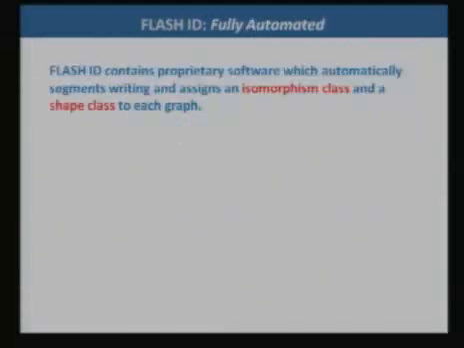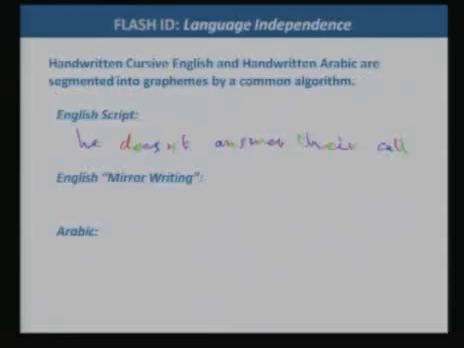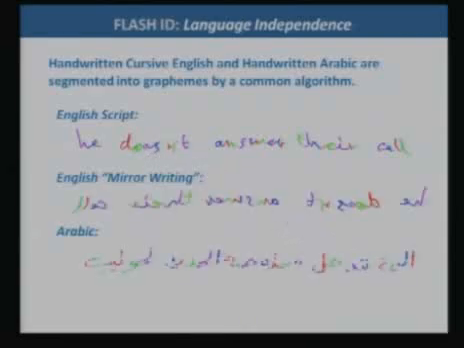Flash ID has proprietary software that, in a totally automated way, does all the things I just showed you. Segment, define the isomorphism class and the shape class of all of the segments, form the graphemes, and again make those assignments. Flash ID is totally language independent, and the same algorithm that segments Latin writing segments Arabic writing, or any language's writing. We had noticed that mirrored English writing sort of resembles Arabic writing.